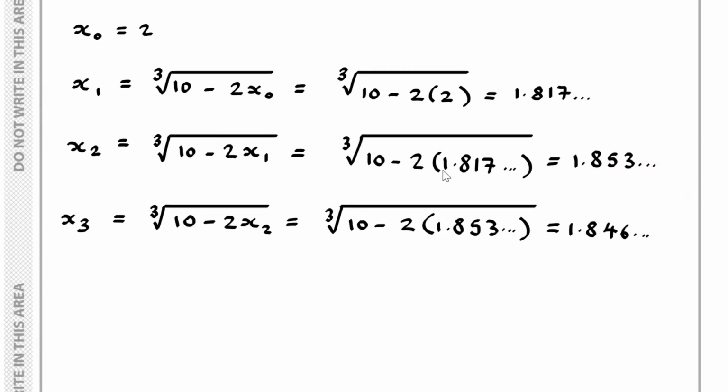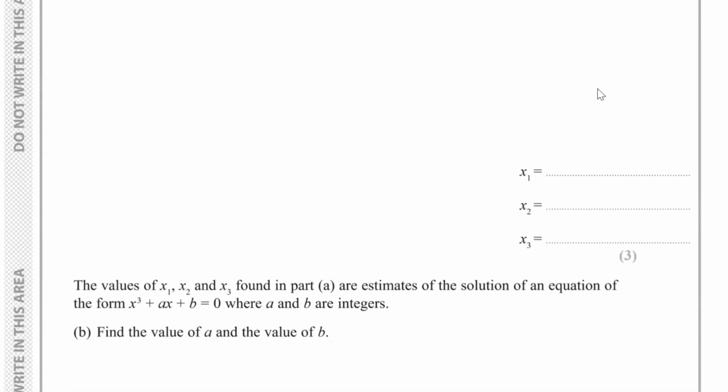And so therefore, we've got our value of x1 being 1.817, the value of x2 1.853, and the value of x3 1.846. The next part, the values of x1, x2 and x3 found in part A are estimates of the solution of an equation of the form x cubed plus ax plus b equals 0, where a and b are integers, and we have to find the value of a and the value of b.